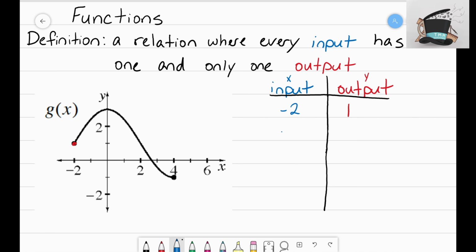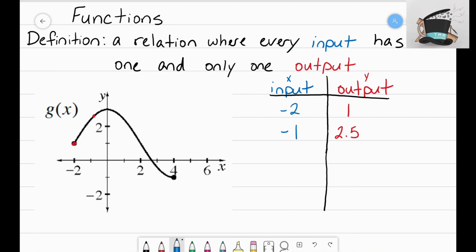The next one would be -1. So I go over here to 0. This is where -1 is. And I want to find out where my graph g of x is when I'm at x equals -1. Well, it looks like it's all the way up here at this point. Okay, so if this is 2 and this is 3, I would say let's call this 2.5. Okay, so far so good. Every input has one output.